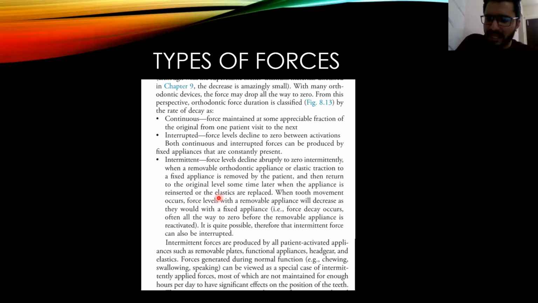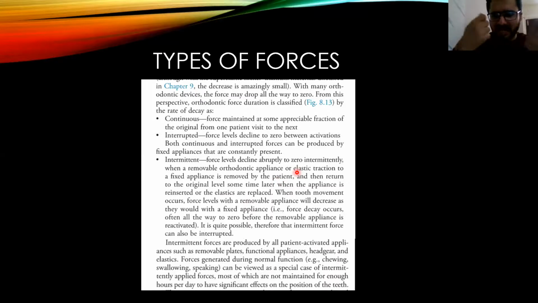So when you're removing the appliance, the force is dramatically reducing. There is no force. There is zero force. Between my one appointment and my next appointment, you will wear the appliance, you'll remove, you'll wear, you'll remove. So abruptly the force can stop, the force can be applied. Such cases, where you're removing and placing back, which are dependent on the patient for wearing it, are called intermittent forces.